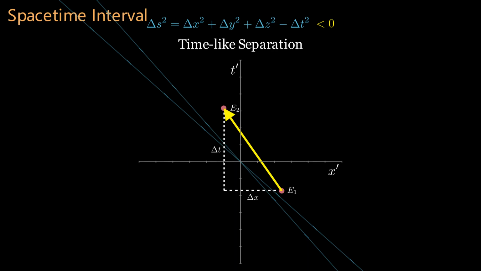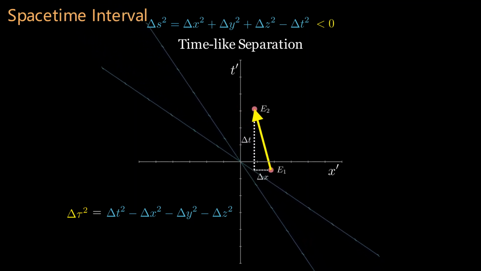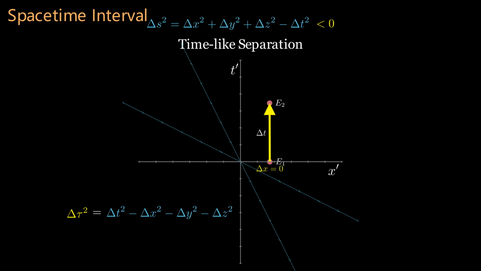For events that are time-like separated, the square of the proper time, denoted as delta tau squared, is defined as the difference between the square of the time interval and the square of the spatial interval. The proper time itself is just another way to describe the spacetime interval, and for events that are time-like separated, their proper time is a positive real number. In different reference frames, both the time interval and the spatial interval between two events may vary, but the proper time remains invariant.